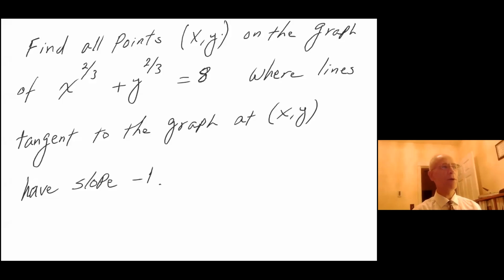Hello, Math 151. Find all points x, y on the graph of x to the 2/3 plus y to the 2/3 equals 8, where lines tangent to the graph at x, y have slope -1. So in other words, I want to take the derivative and set it equal to -1.